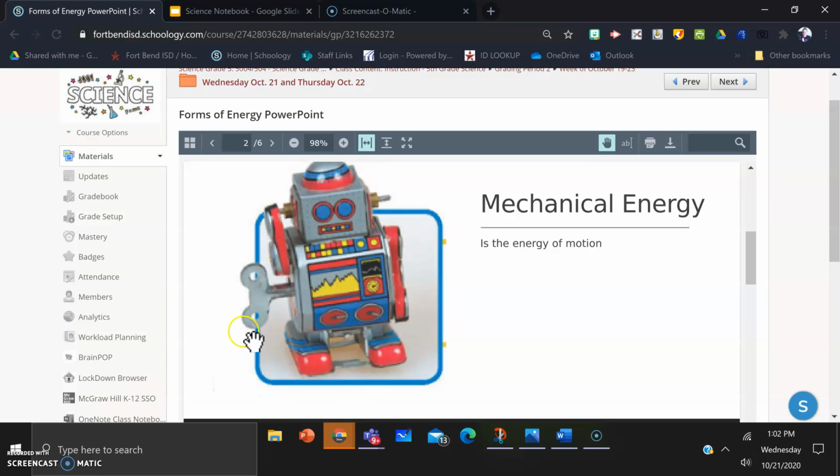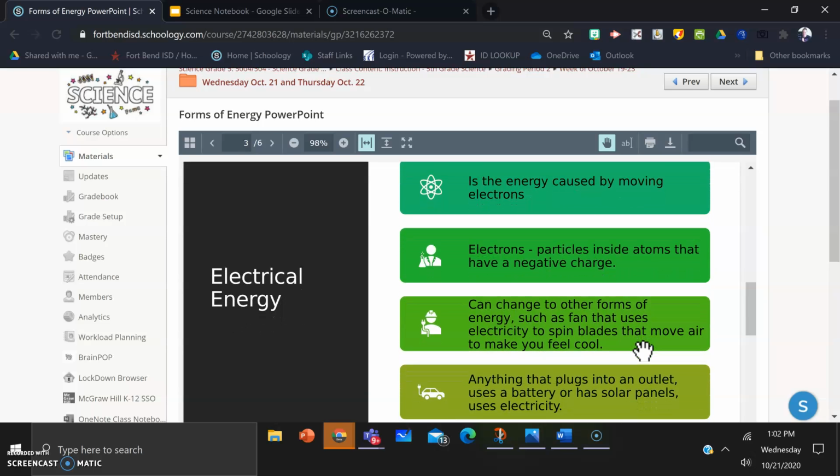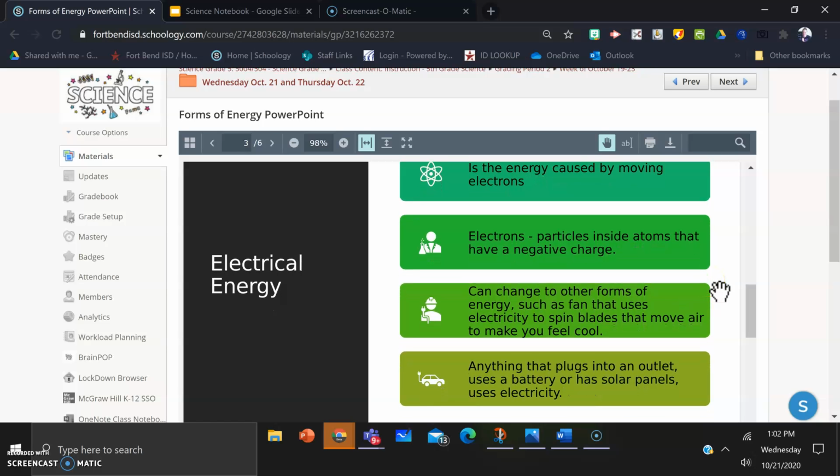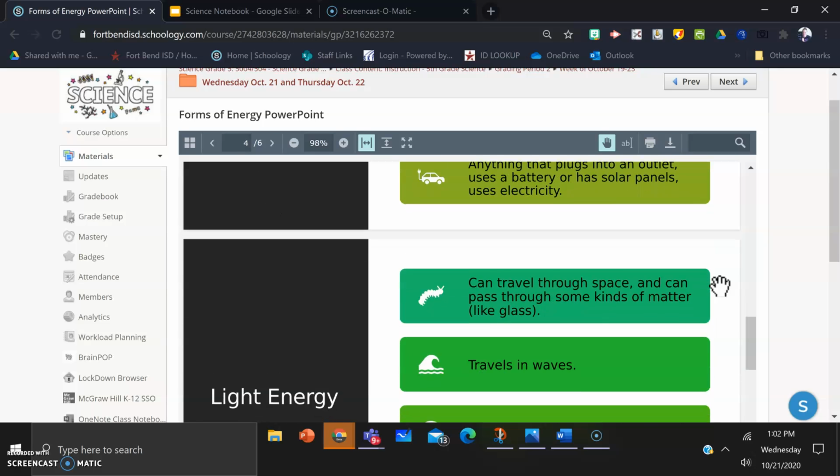If it's moving or powered by movement, it's mechanical energy. Electrical energy is the energy caused by moving electrons. Electrons are particles inside atoms that have a negative charge. They can change to other forms of energy, such as a fan that uses electricity to spin blades and move air to make you cool. Anything that plugs into an outlet, uses a battery, or has solar panels uses electricity.